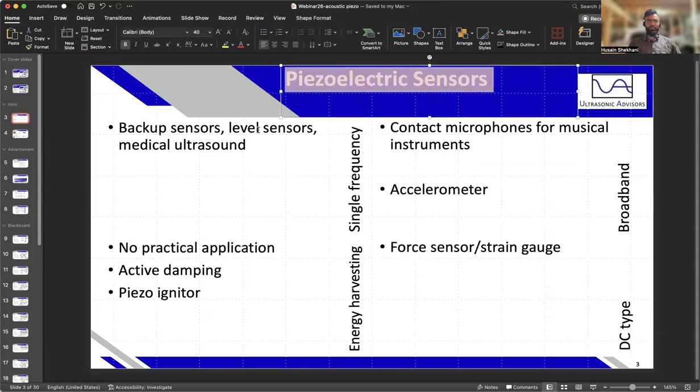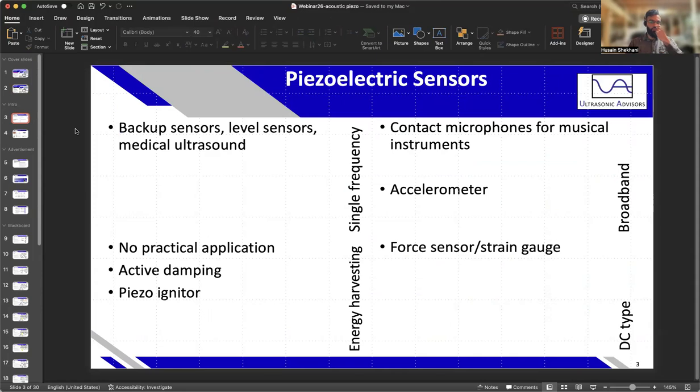So piezo sensors: you're watching this video or listening here live, so you know what they are. There are different types, though, that I'd like to bring to your attention. Some of these devices may span different categories, but in general there are single frequency sensors.